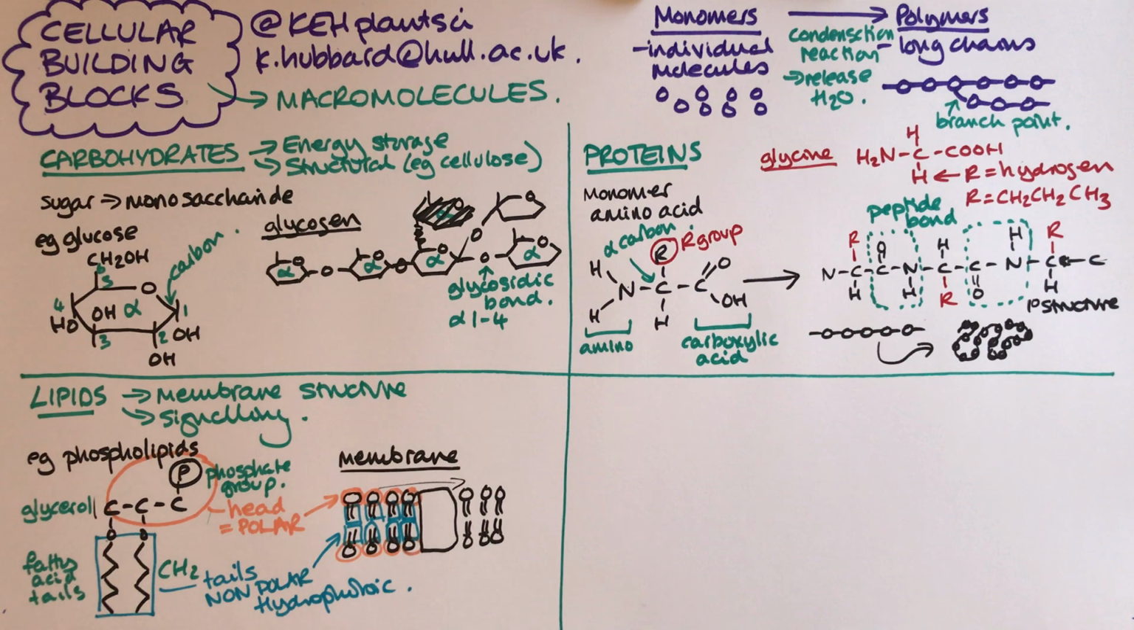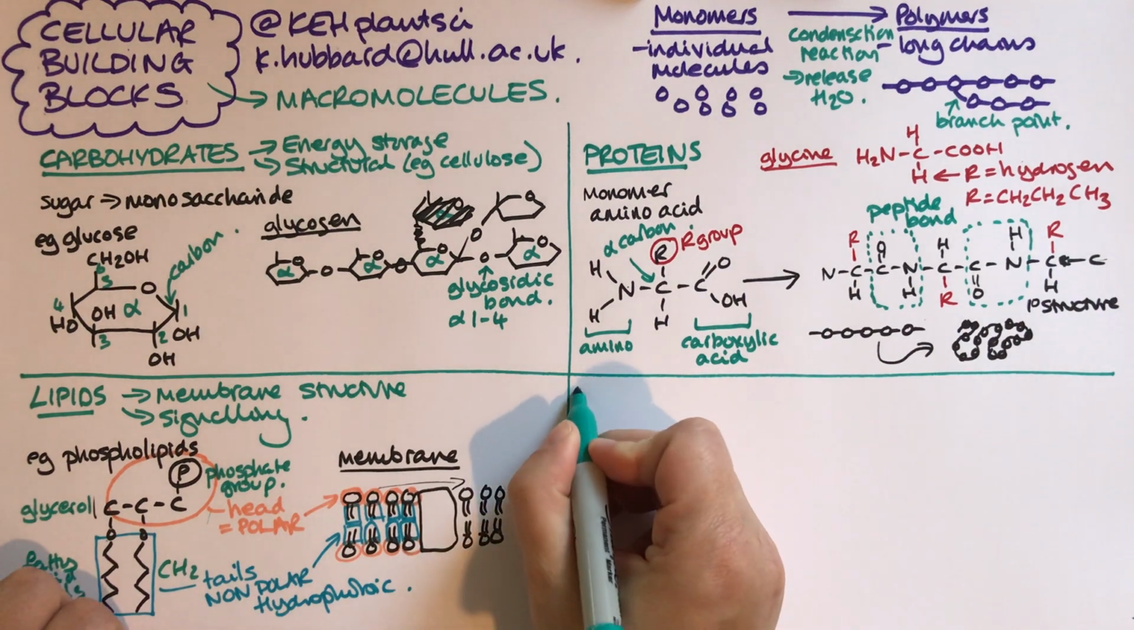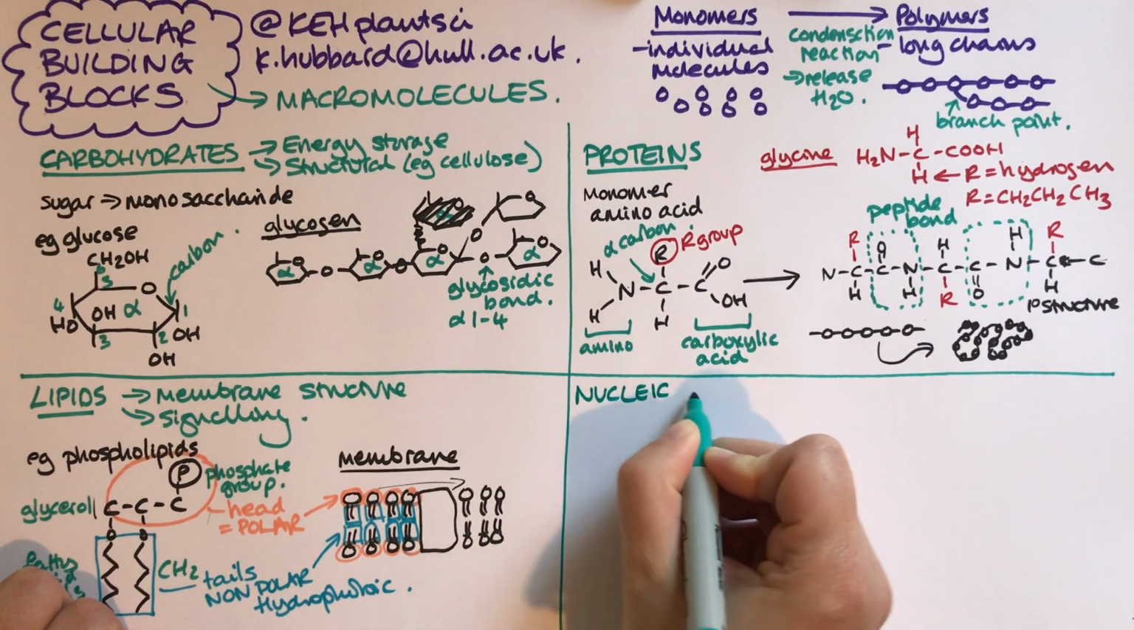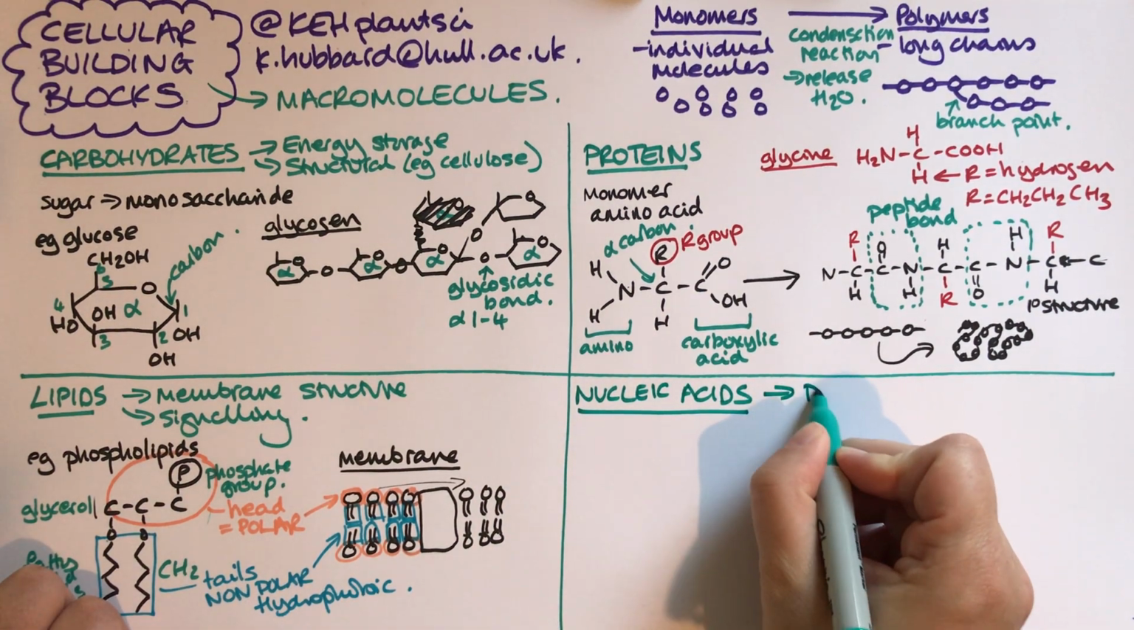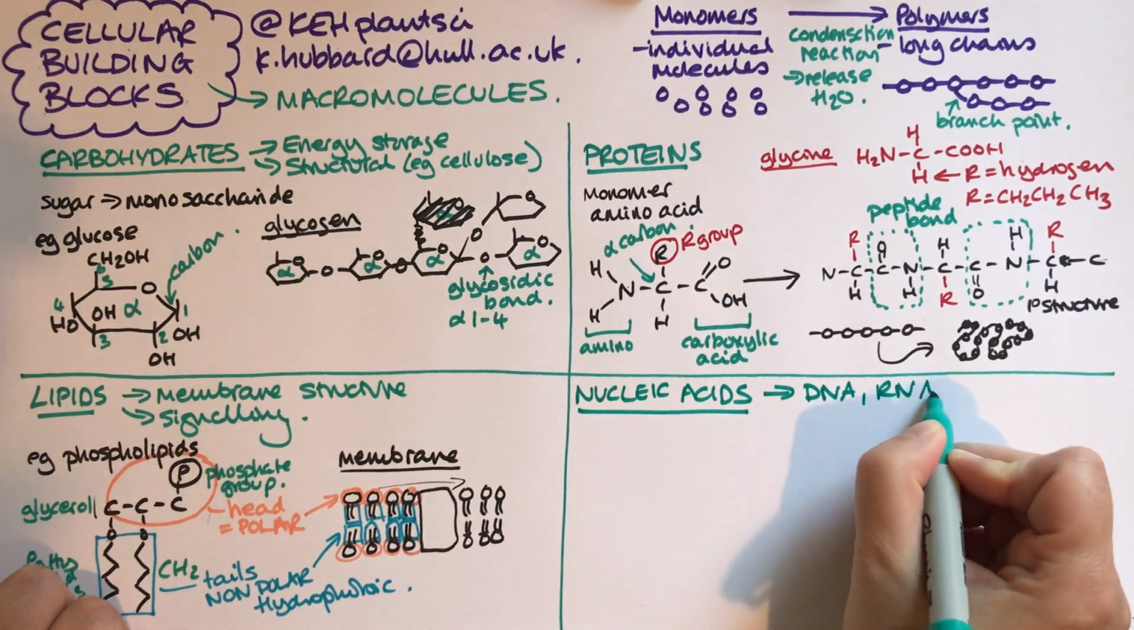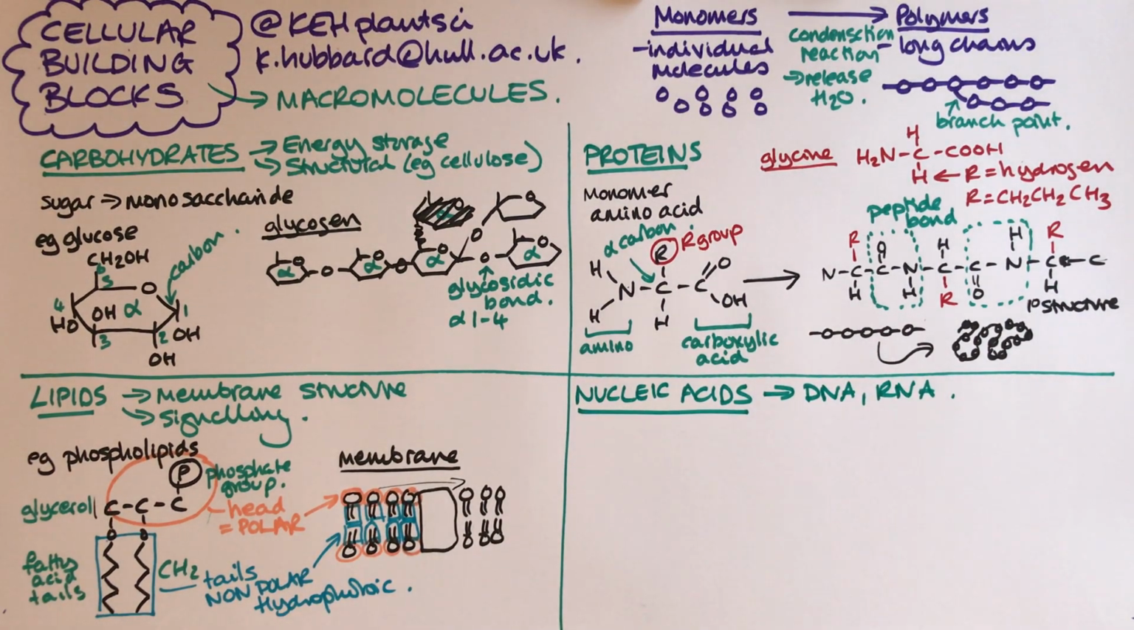So the next thing that we need to think about is nucleic acid. Our final major form of macromolecule, and here we're thinking about DNA and also RNA. Let's have a think about these, because these are obviously the backbones of our genome. Our genome is made up of DNA. So that's our final class of macromolecule that we need to think about.